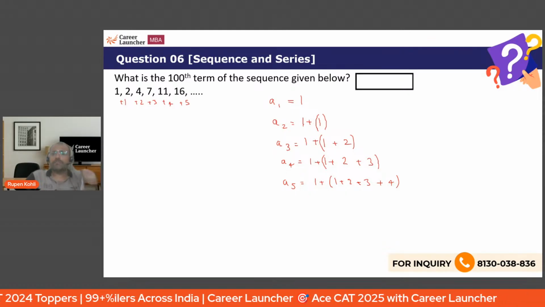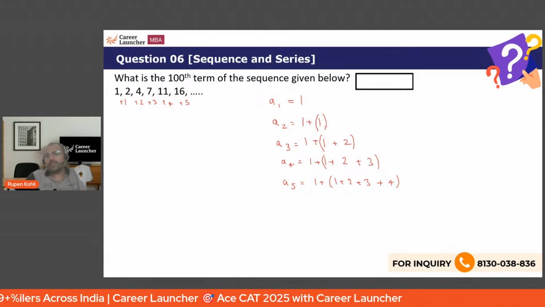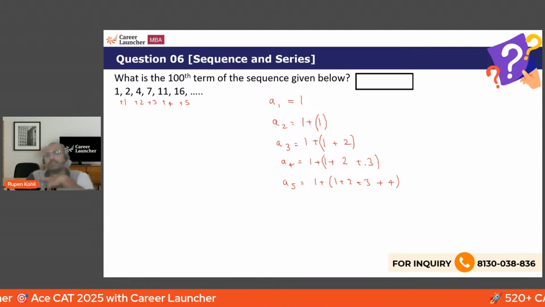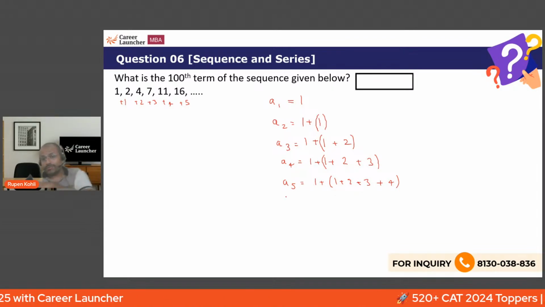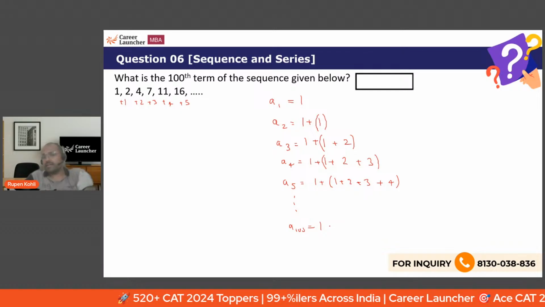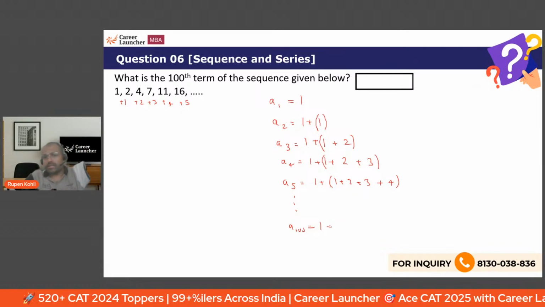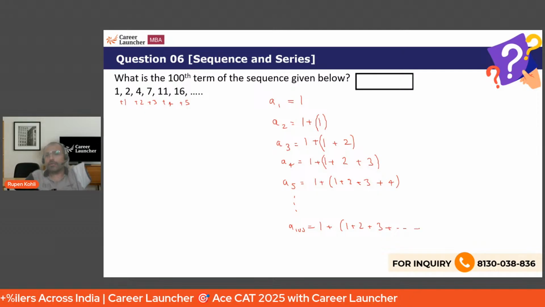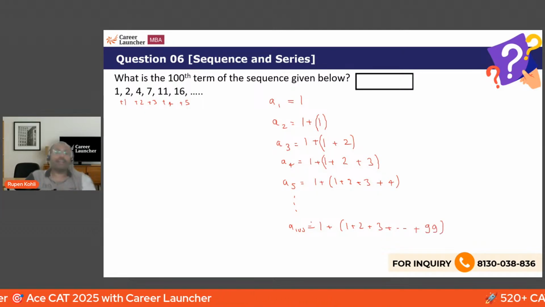Second term, 1. So 1 is separate, and then we have added 1. Third term added till 2. Fourth term added till 3. Fifth term added till 4. So 1 less, right? So therefore A100. So 1 is separate, the single one outside, and then what? 1, 2, 3, 4, dot dot dot 99. 1 less than 100.